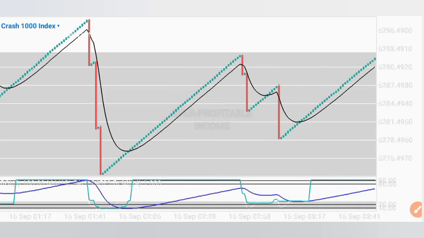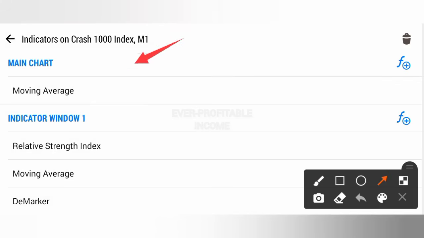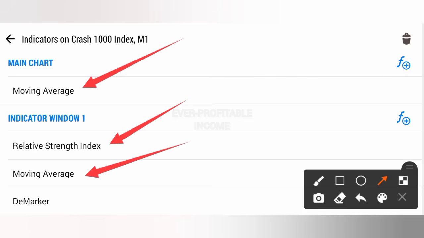So let's head over to the indicator window. We are on the indicator window now, so you can see the indicators that we have on our chart. We have the moving average on our main chart, like I told you initially, and then we have the RSI on indicator window 1. We also have the moving average on indicator window 1, and we also have the DeMarker on indicator window 1. Now let's check out their settings.